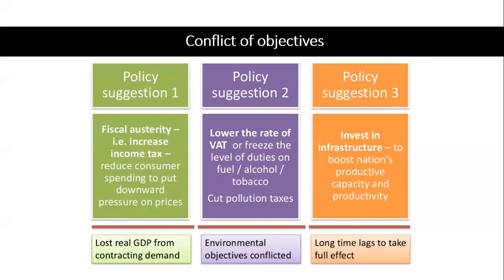If I look at policy suggestion 3, I'm going to use fiscal policy and increase spending in infrastructure to boost the nation's productive capacity and productivity. I want better roads. I want better mobility for people, free movement of trade, to get to and from work, for example. What are the dangers of that? Well, the danger is it could lead to long time lags before it takes full effect. If you were to build a new school or a new motorway, for example, they are not built overnight. They take time to be built.